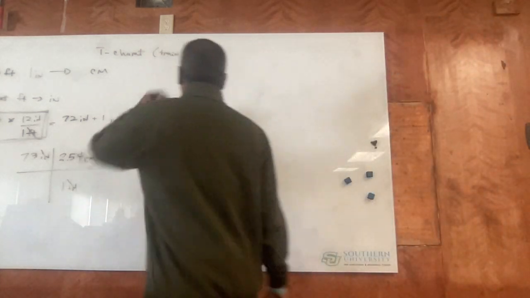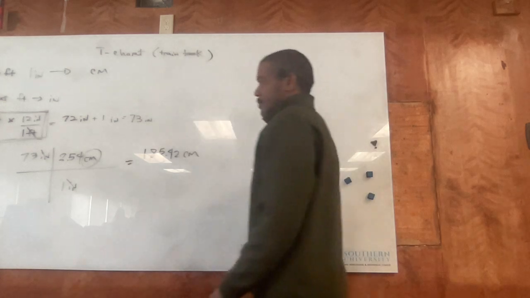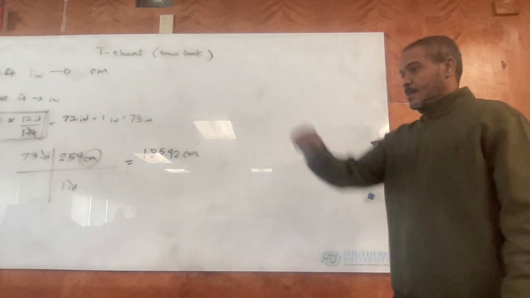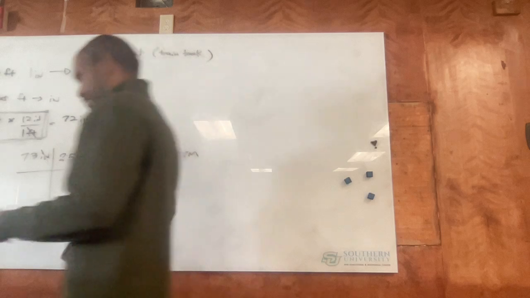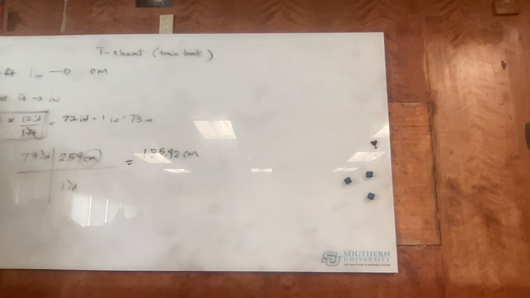All right. So this is called a train track, right? What's the time? How much time we got? 37. All right.